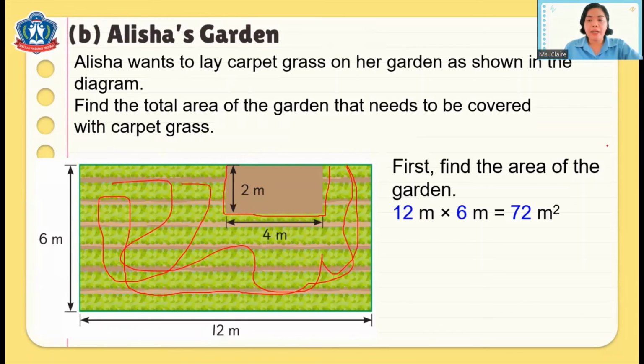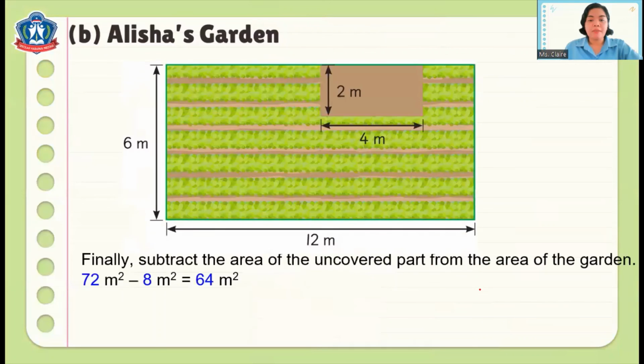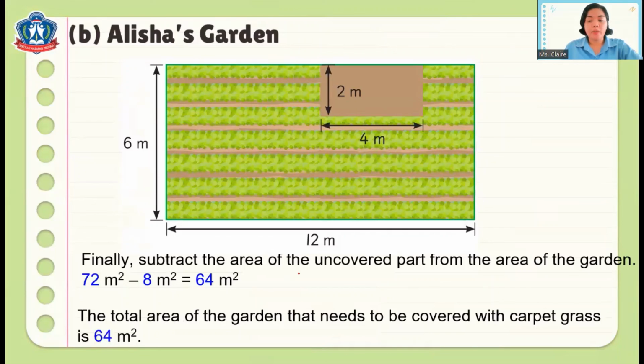So first, find the area of the garden. So this is 12 times 6 and that is 72 square meters. Next, find the area of the small rectangle or the uncovered part and that is 4 times 2 and that is 8 square meters. After that, subtract them. So 72 square meters minus 8 square meters is 64 square meters. So the part that needs to be covered with carpet grass is 64 square meters. So P5, that's how to find the area of compound shapes.